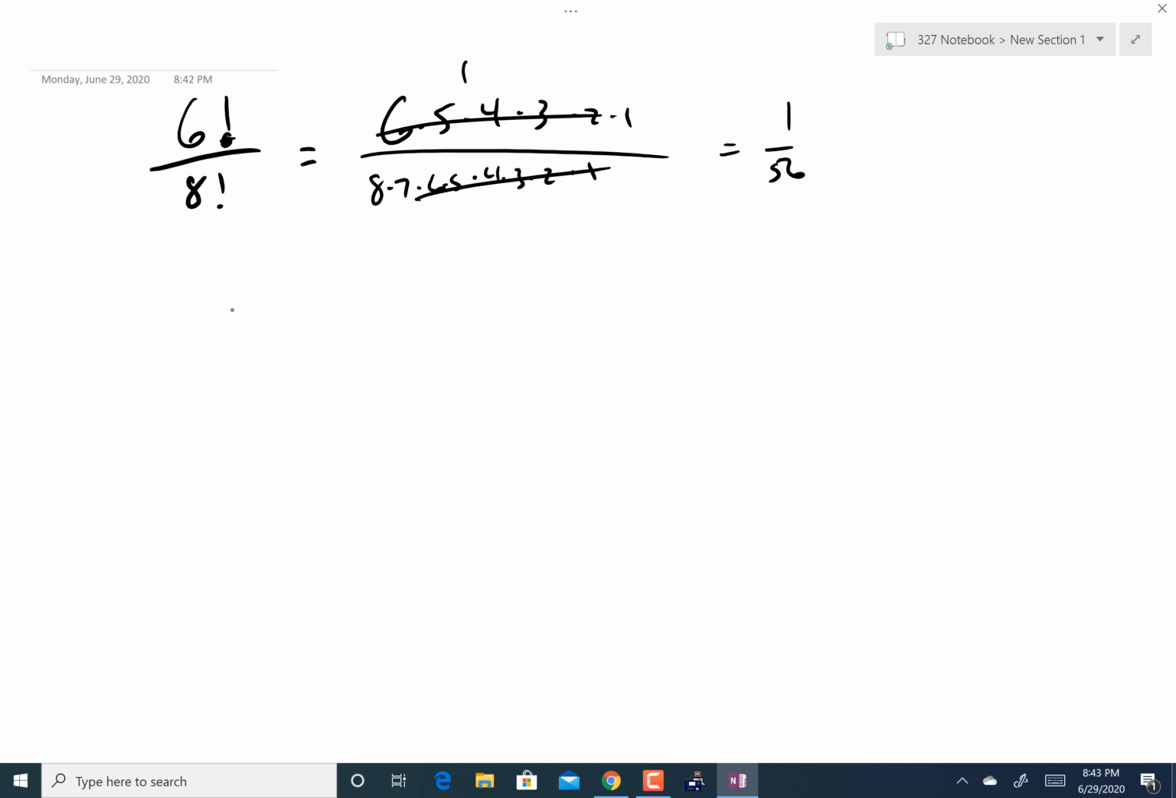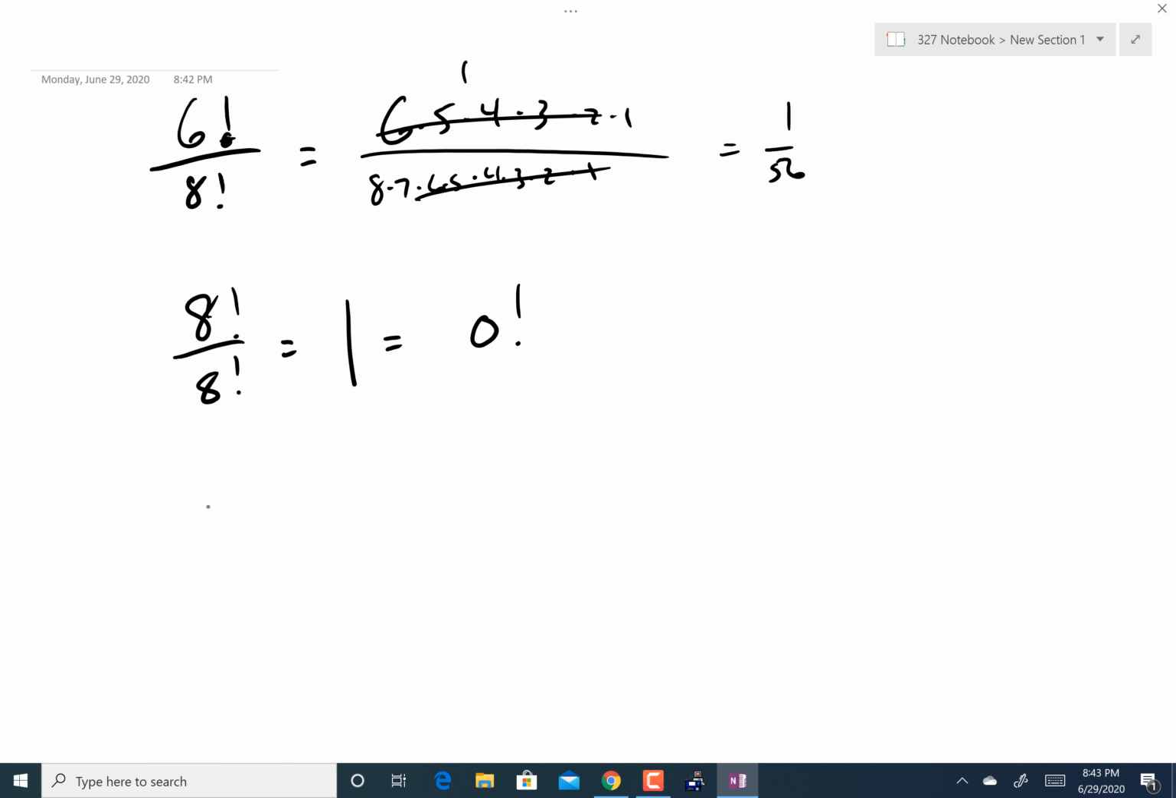Okay. 8 factorial over 8 factorial is, wait for it, 1. That's right. But it's also, check it out, get this now, interesting. It's also equal to 0 factorial. We're going to see in just a minute.